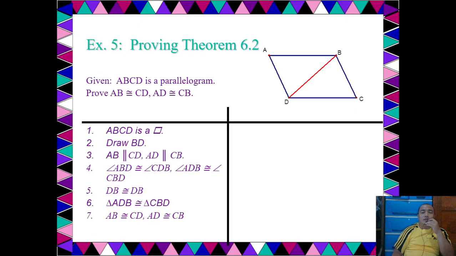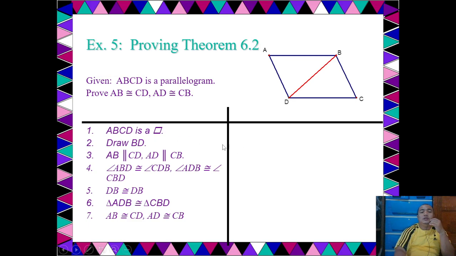Okay, so this is now the proof. We're trying to prove that AB is equal to CD, and AD is equal to CB. ABCD is a parallelogram. We're going to prove that the opposite sides of a parallelogram are congruent.